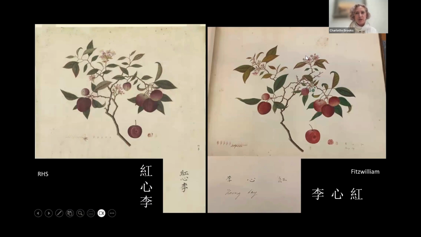So obviously the blossom detail has been redrawn and repositioned. The dissections here, whilst they're all still present, are presented in quite a different way, as well as the characters themselves. So as I mentioned, we have from right to left with the Fitzwilliam drawing and from top to bottom, but the characters are still there and they are still in the correct order, bearing in mind the translation of the plant name.